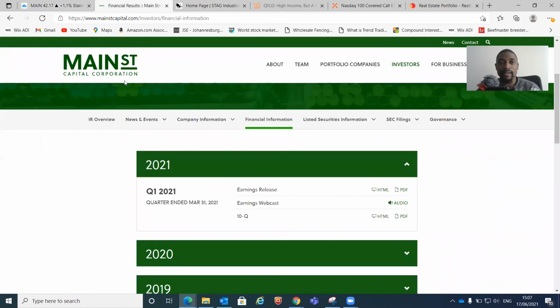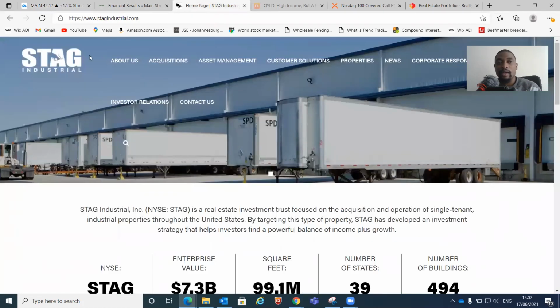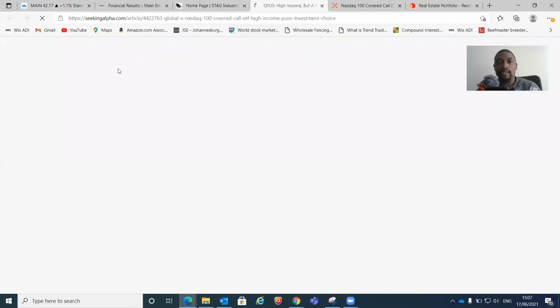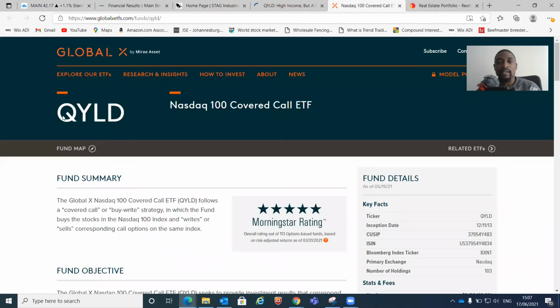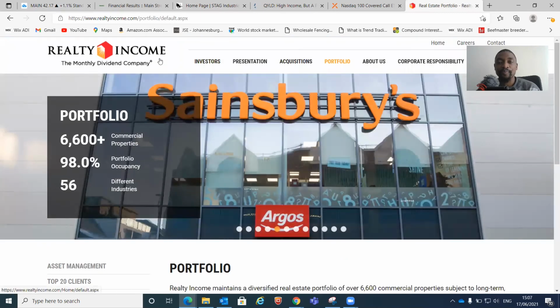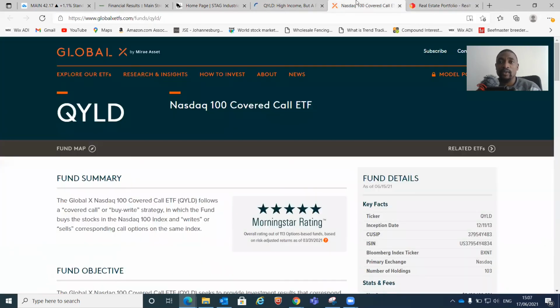The first company is Main Street Capital Corporation, the other company is Stag Industrial, and then the final one is the QYLD covered call ETF. The previous one that we covered was Realty Income Fund. As I was looking at this ETF and this covered call, it's a bit of a complicated process to do the calls and puts. I mean, for those who are experienced in it, it's very simple.